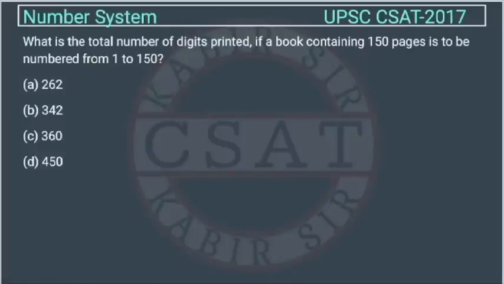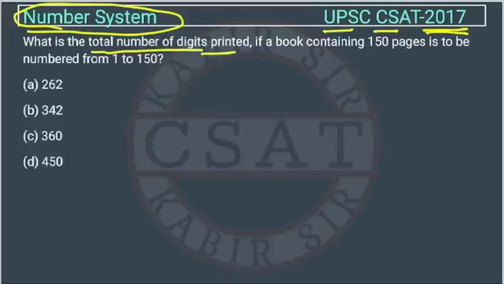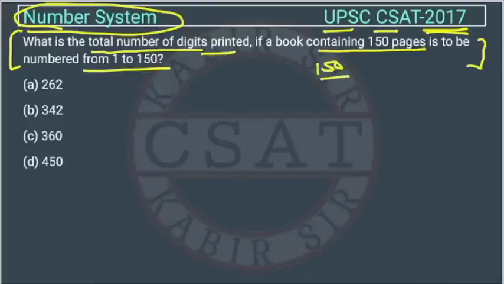This is a question from number system chapter asked by UPSC in CSAT paper of 2017. What is the total number of digits printed if a book containing 150 pages is to be numbered from 1 to 150, right? So see, I have seen many students who are not able to understand this question itself, right? So ये बोल रहा है, देखो just try to understand कि एक बुक है उसमें 150 पेजेस हैं, राइट. तो फर्स्ट पेज पे 1 छपा है, सेकंड पेज पे 2, थर्ड पेज पे 3, राइट. तो जो 11th पेज होगा उस पे 11 छपा है, राइट. सो 100 पेज पे 100 छपा होगा, फिर 150 पेज पे 150.